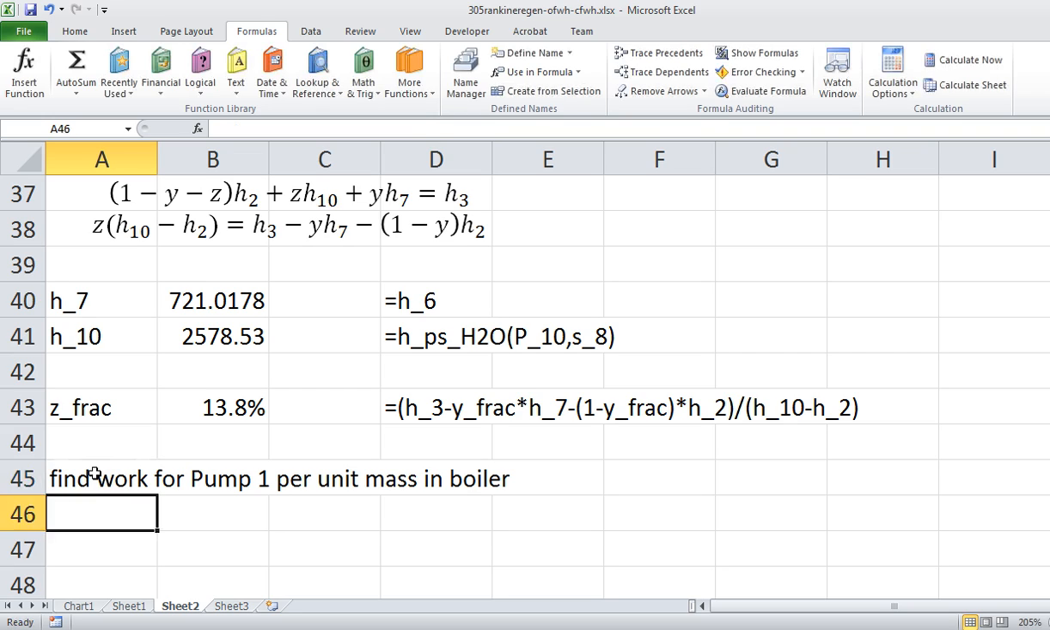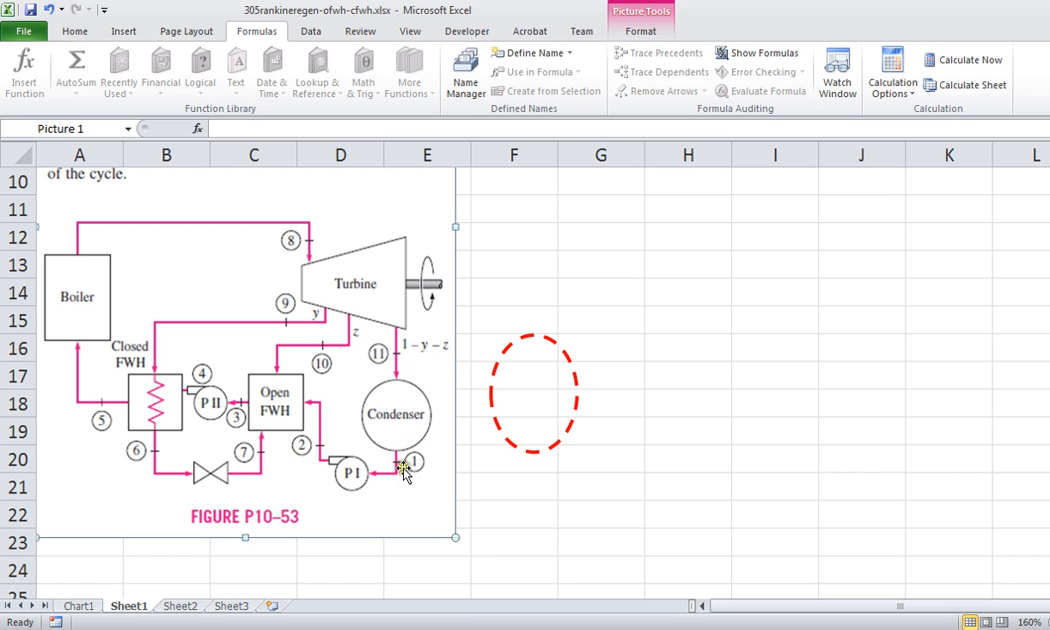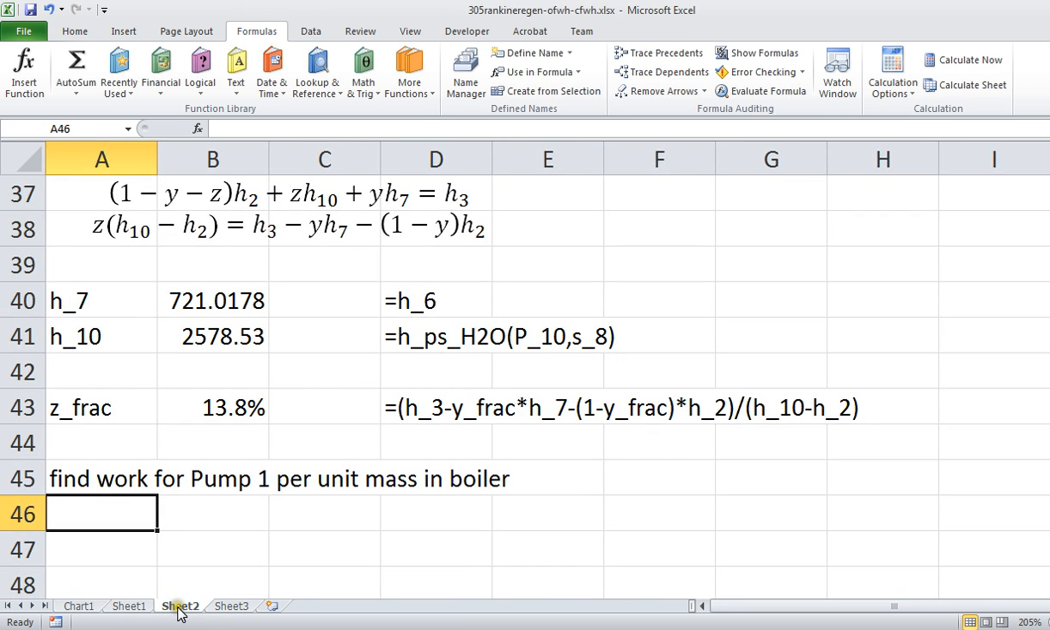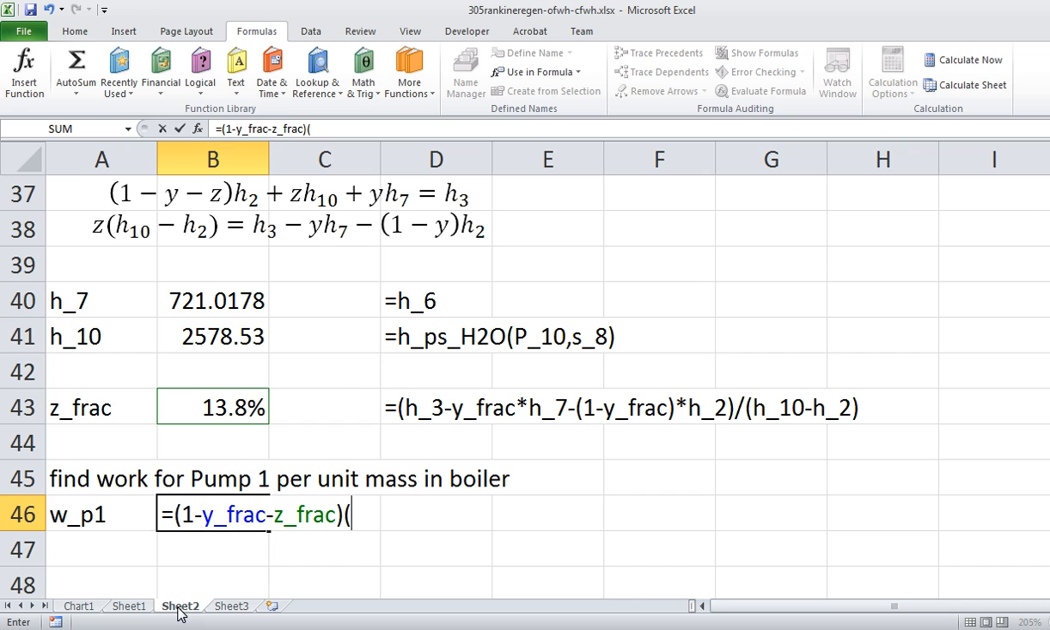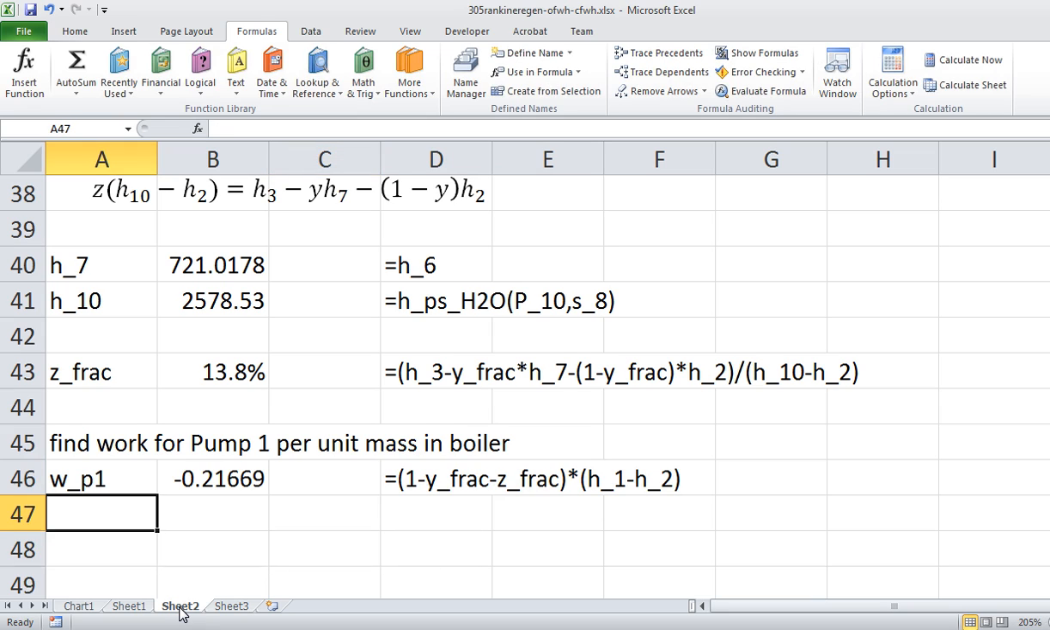For unit mass flow rate in the boiler. So pump 1 is 1 minus Y minus Z times H2 minus, or H1 minus H2, I guess is what I've been doing for you guys. So work from 1 to 2, or let's call it work pump 1. That's equal to 1 minus Y frac minus Z frac, that's how much flows through there, times H1 minus H2. And that's going to give me a negative number, and that's fine because it's work input to that. So we've got that one.